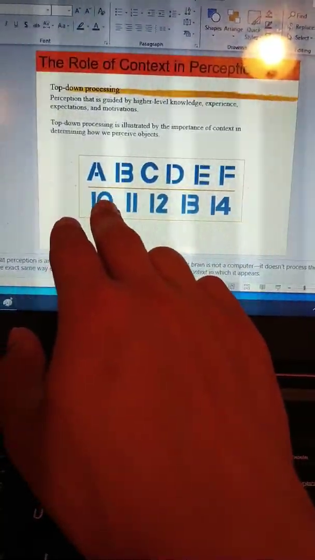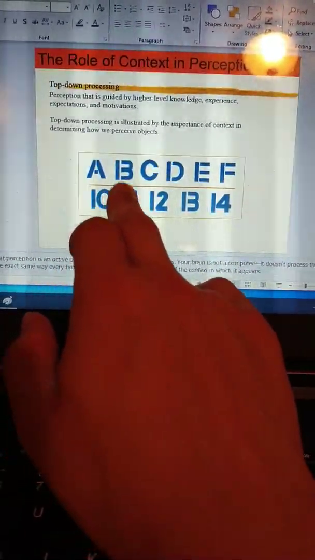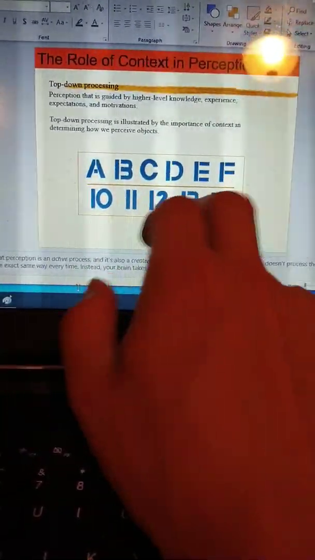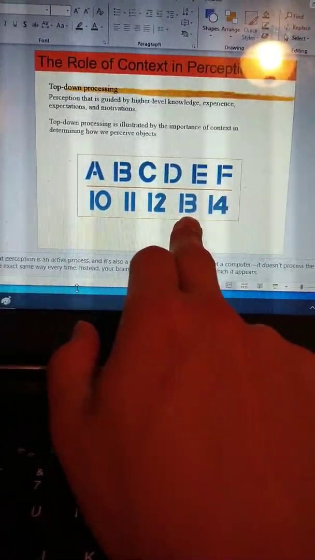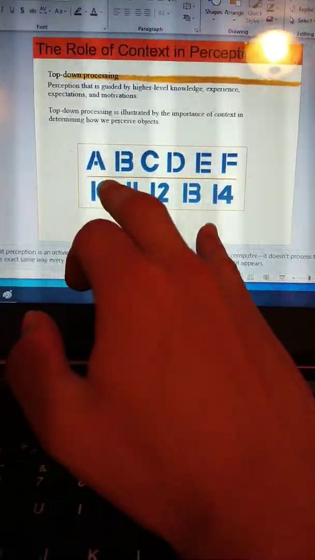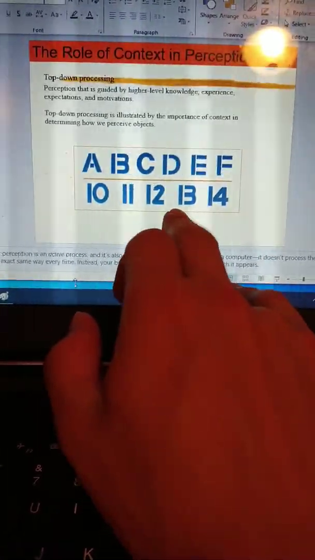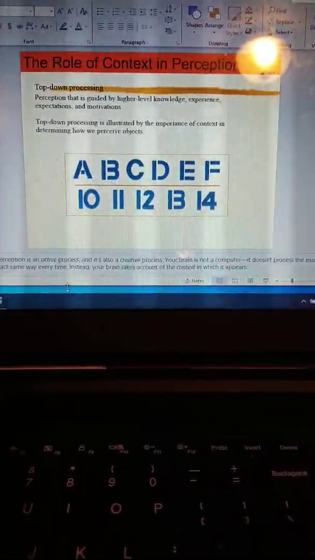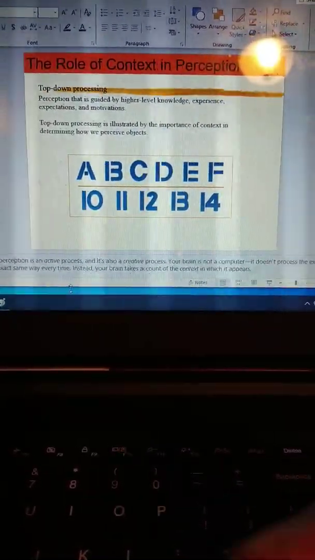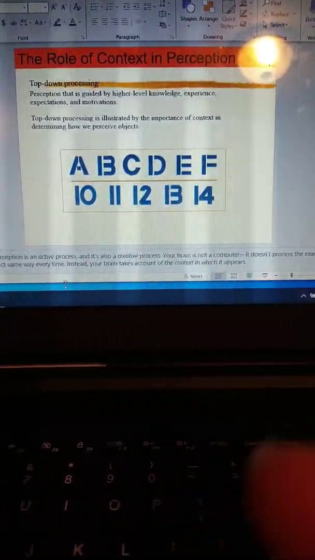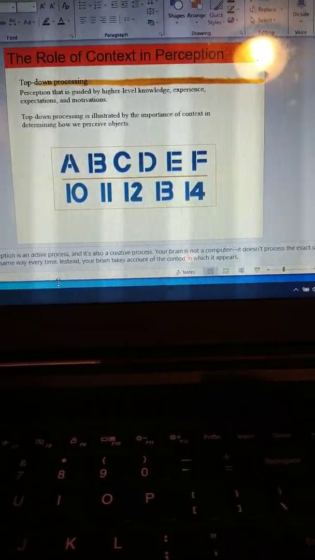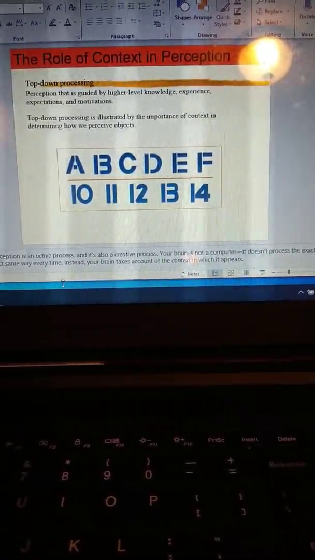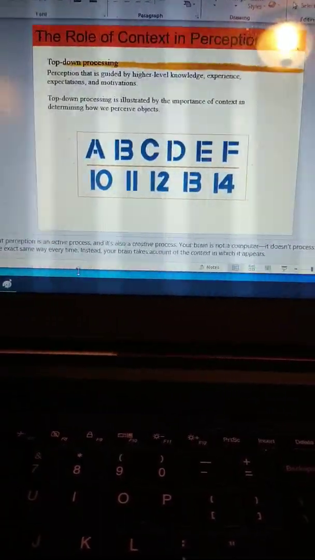So when you look at this here, what do you see? A, B, C, D, E, F. 10, 11, 12, 13, 14. Well, this and this are the exact same stimuli, but we know how to interpret it, how to make perception of it, based off of what it is being surrounded by. Context can be very influential.